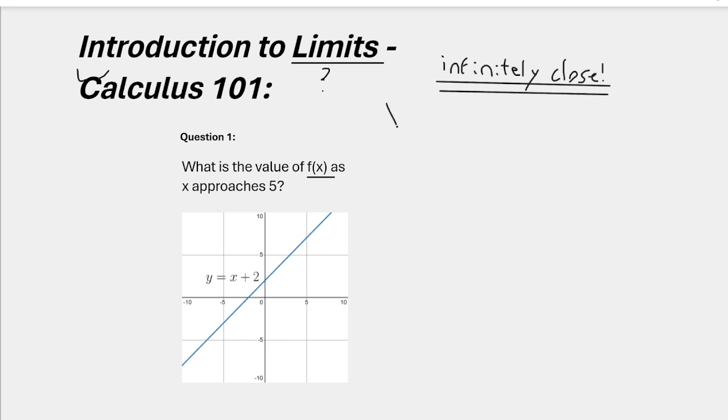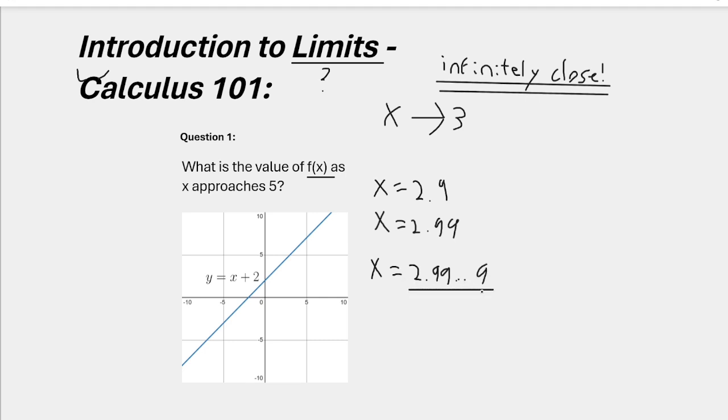So let's say that x is approaching some arbitrary value, 3, for instance. Well, we can say that x is equal to 2.9, or we could say that x is equal to 2.99, or we could even state that x is equal to 2.99 and then just however many nines you want to throw in here, really. The whole point is that x is getting infinitely close to 3 without ever reaching it.